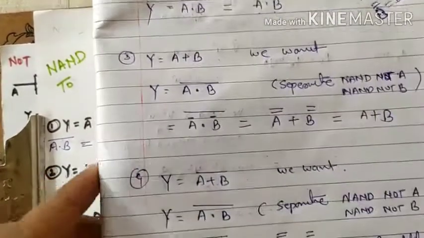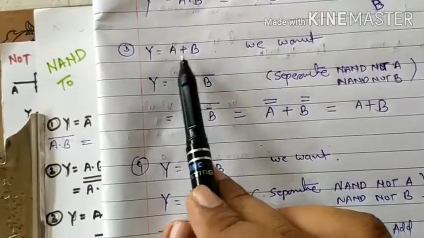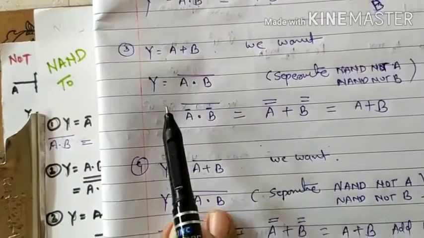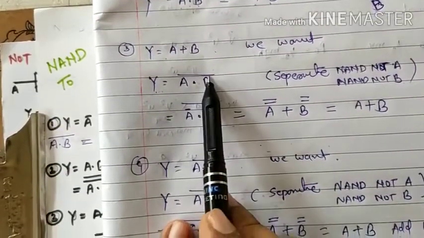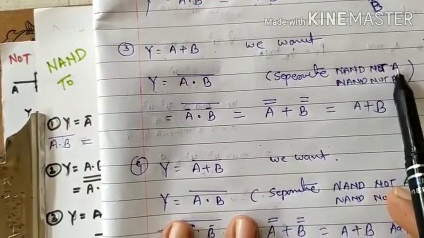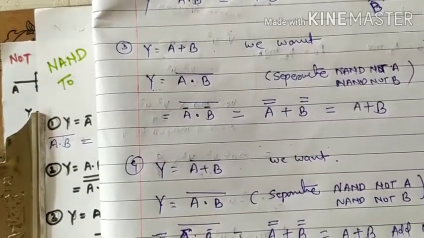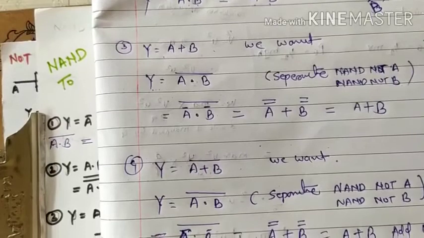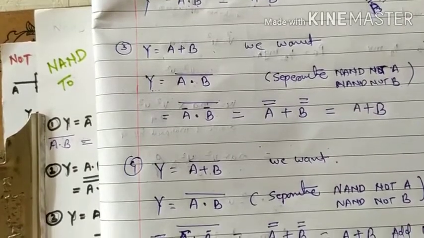So next is, we want OR gate, y is equal to a plus b, and we have NAND gate, y is equal to a into b bar. See here, separate NAND NOT a, separate NAND NOT b. It means that we are using one separate NOT gate for a, but that NOT gate is implemented by NAND gate, and we are implementing one separate NOT gate for b, but that NOT gate is also implemented by NAND gate.